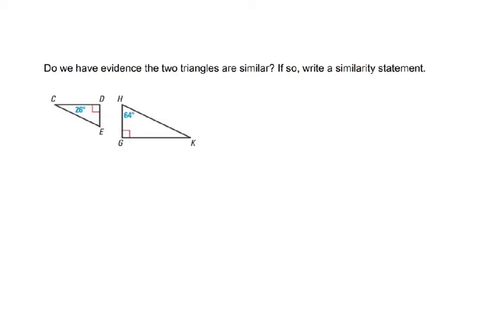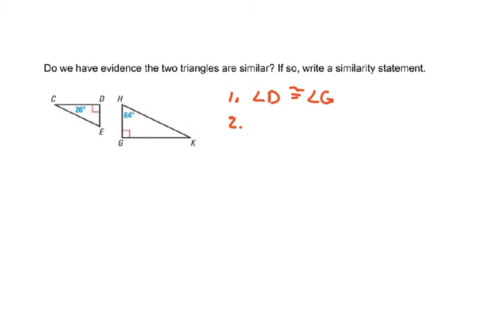So we want to ask ourselves, do we have evidence that two triangles are similar? So we are trying to find two pairs of angles that match up. And I can look at this example, and I've got one pair already. I've got these 90-degree angles. I know angle D is congruent to angle G because they're both 90. But C and H have different numbers. The thing about it is, if this is 64, I'm good. Or if this is 26, I'm good. But I don't know that.